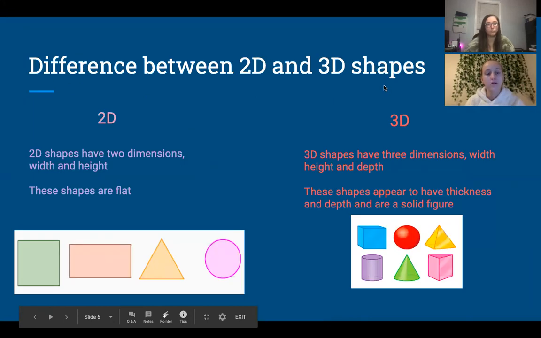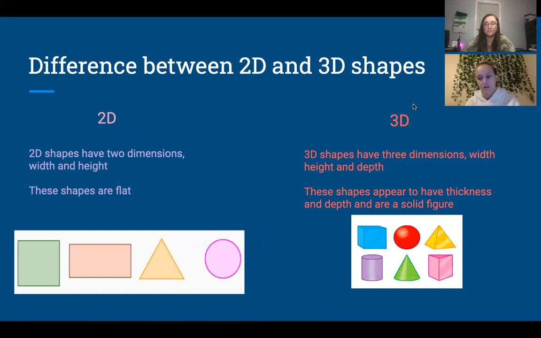Okay, so the difference between 2D and 3D shapes. 2D shapes have 2 dimensions, just width and height, and these shapes look like they're flat. So think of it like if you drew a smiley face on a piece of paper or a circle, you're drawing a 2D shape. A 3D shape has 3 dimensions: width, height, and depth. These shapes appear to have thickness and depth and are a solid figure. So if you think about it, you're playing with your wooden blocks and you have a rectangle in your hand, that would be a 3D shape.